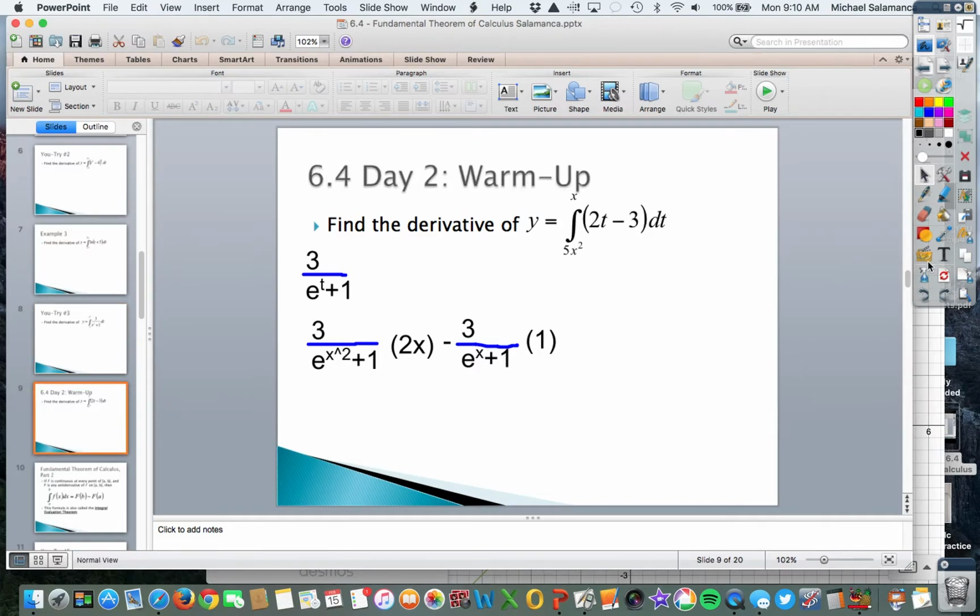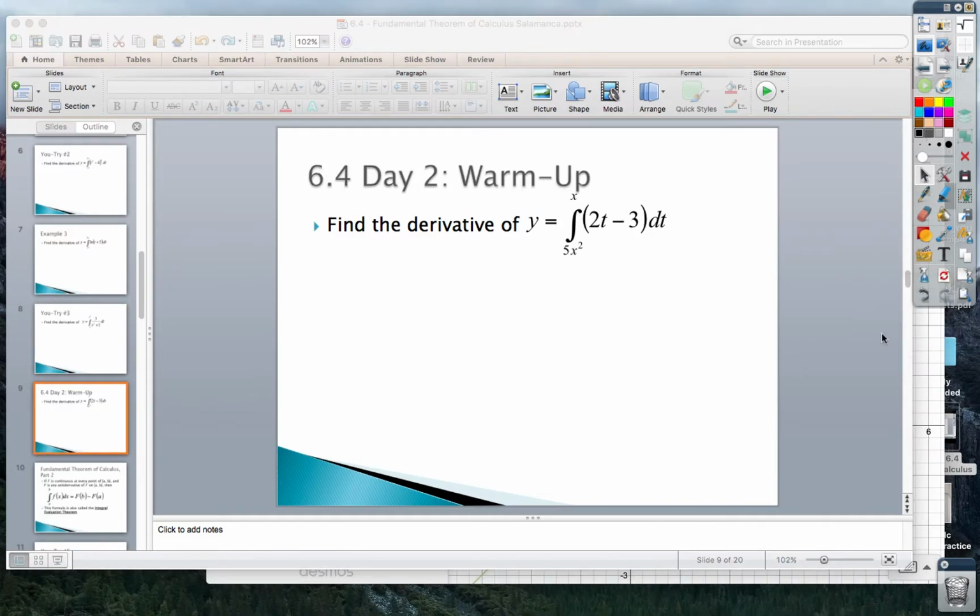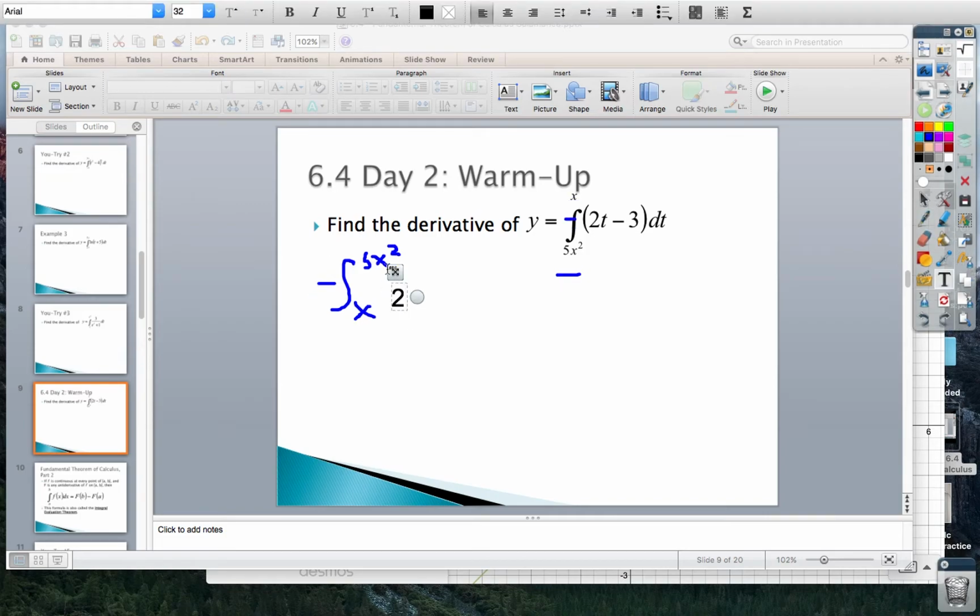So let's try one more. This one's a little bit more tricky. Notice here that the upper limit and the lower limit have been switched. So what we're going to do here is integrate now from x to 5x squared. And because I switched the limits, we're going to put a negative in front. And now we have 2t minus 3 dt.